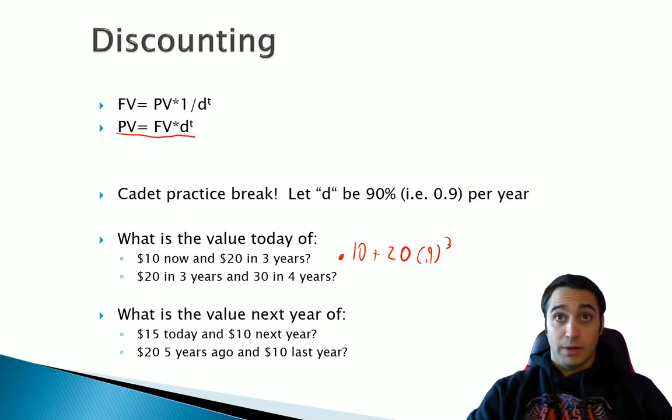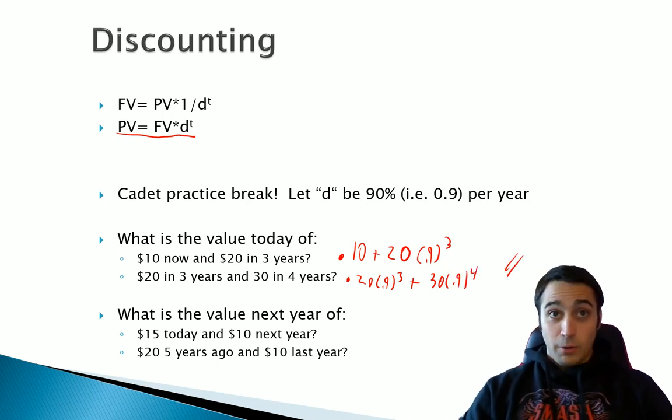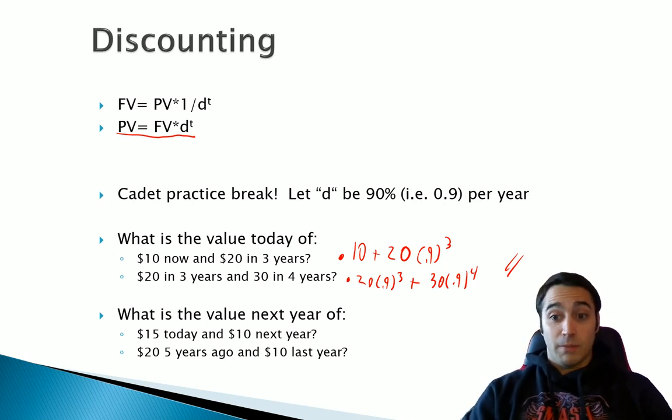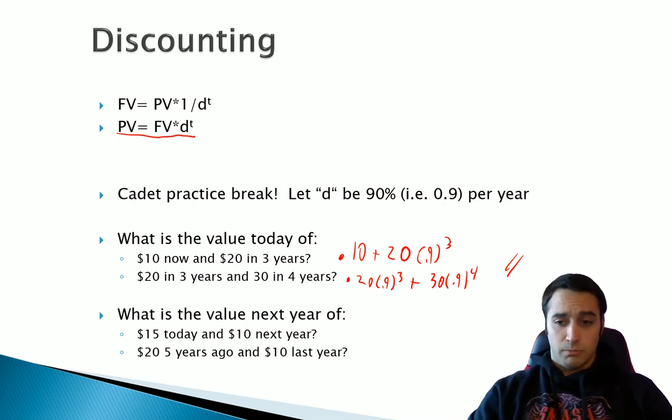to the 3 for 3 years. Next, $20 in 3 years would just be my 20 times 0.9 to the 3 from before. Plus I get $30 in 4 years. So that'd be 30 times 0.9 to the 4th. Done. All right, these ones get a little trickier because we have some mixtures of present values and future values.